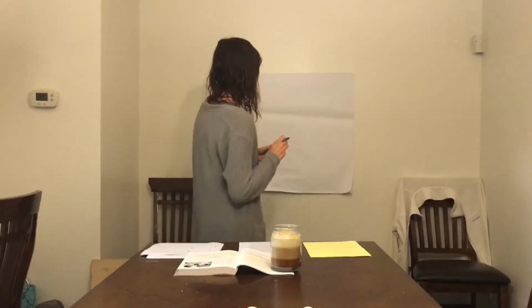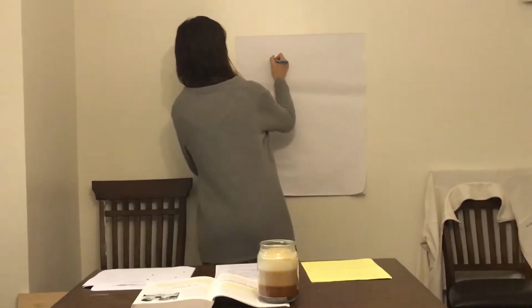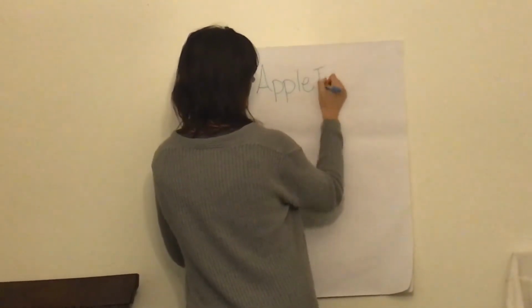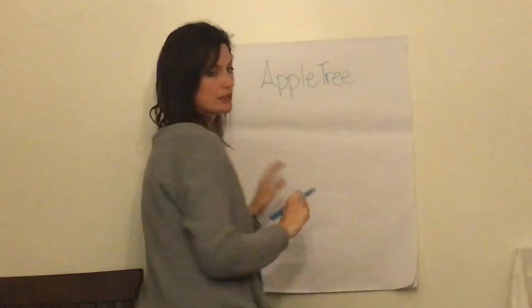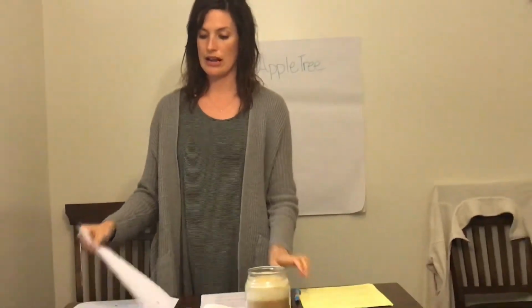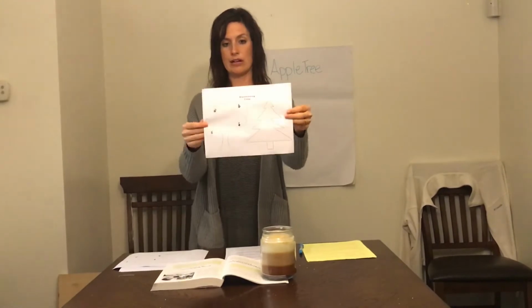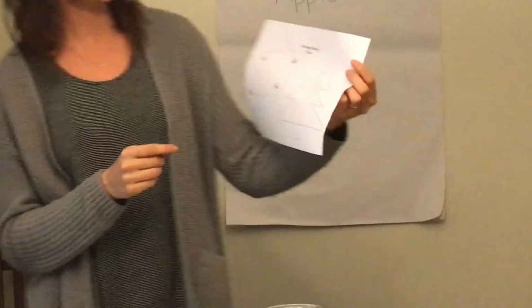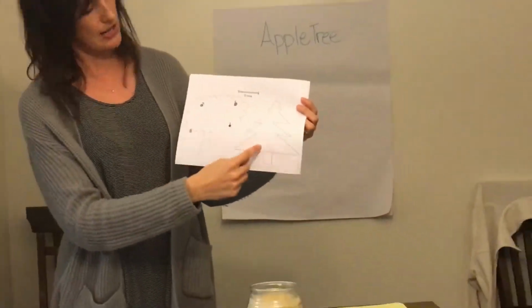So the very first thing I would ask my students is to tell me the two types of trees that were mentioned in the reading from the day before. So the two types of trees are an apple tree and a pine tree. And before we would begin brainstorming together as a class, I would hand out a graphic organizer, which is a brainstorming worksheet that I made, and it's very simple. It's just an apple tree and a pine tree.